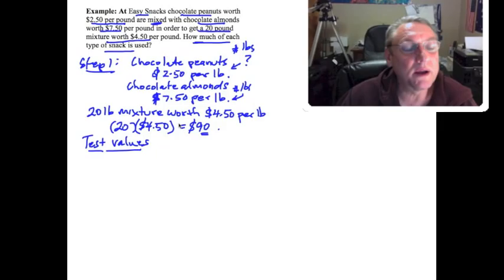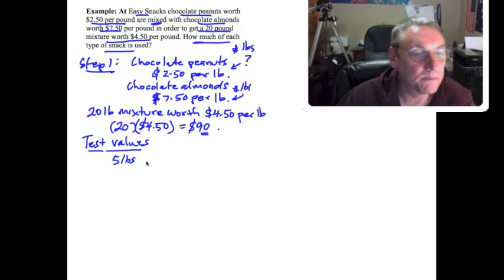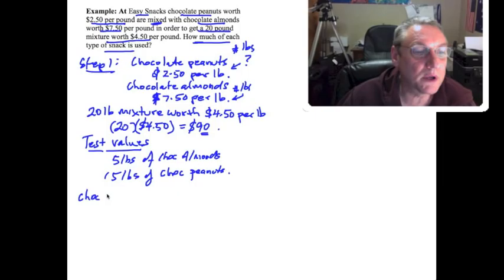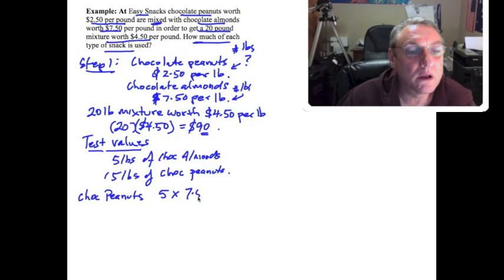So if I take, say, 5 pounds of chocolate almonds and 15 pounds of chocolate peanuts, what do we have here? Well, let's put this down. Chocolate almonds: it's going to be 5 times $7.50. So what's 5 times 7.50? $37.50 by the look of it.